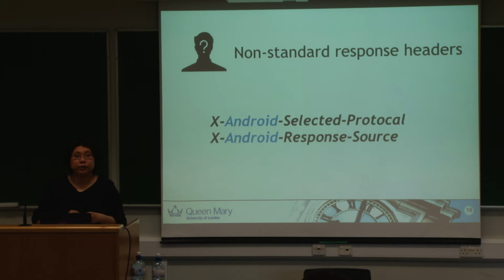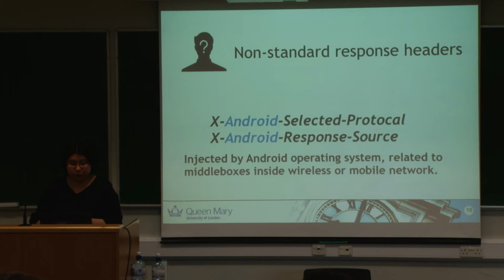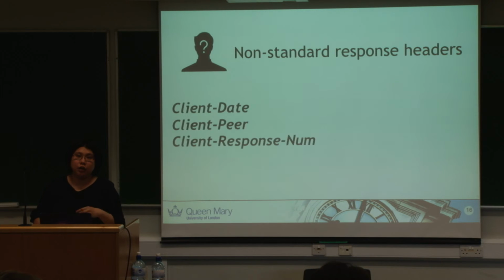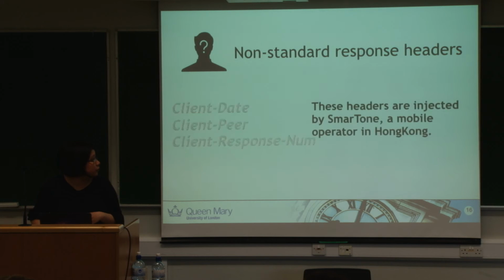So we could infer that this request is from the mobile network. Similar to the Nokia case, these two headers with the Android prefix are related to middleboxes inside the wireless or mobile network. And also for the response headers, we see some cases where middleboxes modify the value of the Last-Modified header or ETag headers. So all of them will affect the performance of the cache.